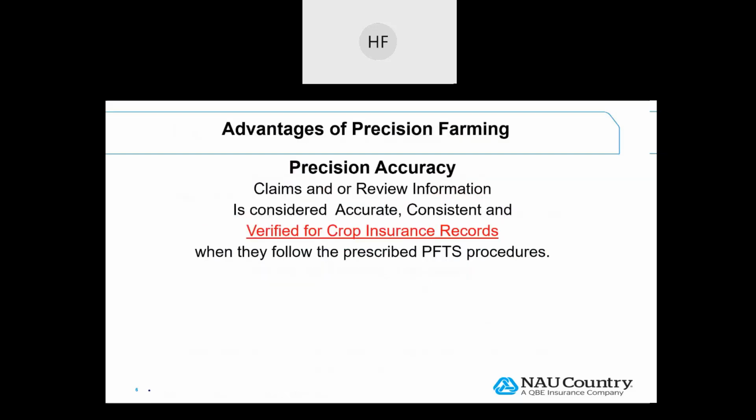We want to verify that it looks good to us for claims or for review information. Is it considered accurate, consistent? Is it verifiable for the crop insurance records? And that's the reason we have the mapping system, so we can verify the information we get from the planters with the insured, so that they can say, yes, I agree with that, or no, I don't agree with that, and we need to make some changes. And so that's the important part of planting.